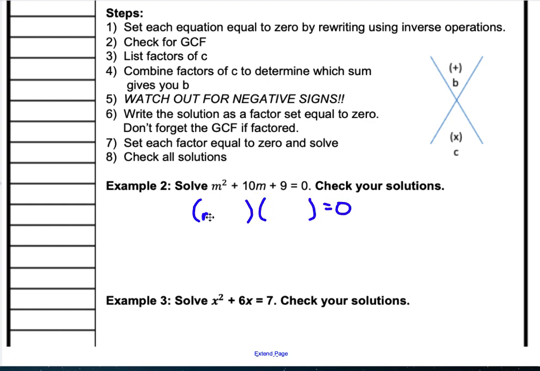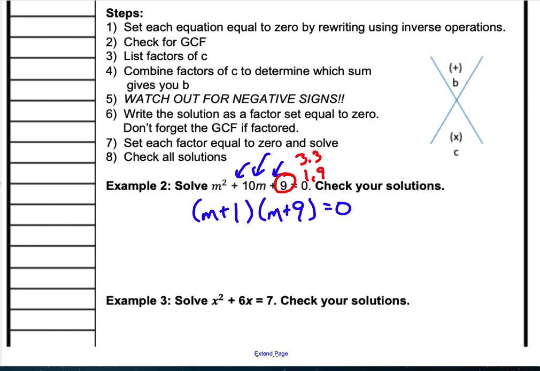So I know my first term is just going to be m. I have a positive and a positive, so that means they were both addition. I think about my 9. What could I multiply to get 9? Well, I could do 3 times 3, or 1 and 9. Which of those is going to add to give me 10? Well, 1 and 9 are going to be my options. So that means I have a 1 and a 9 for an answer. So that's what we did yesterday.